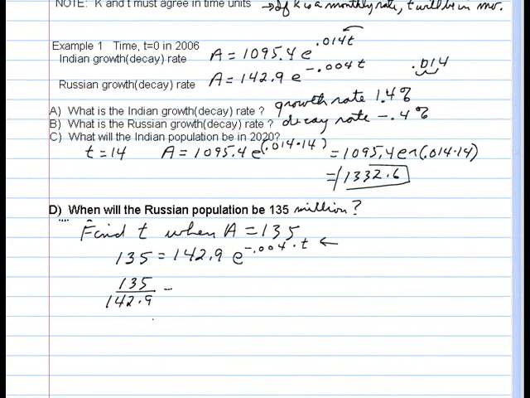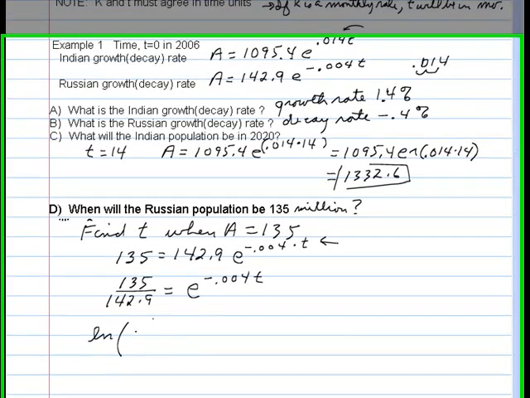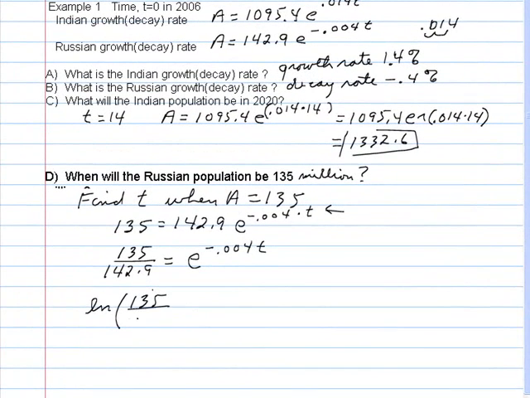135 over 142.9 equals, and here's the exponential, e to the negative 0.004t. So that's the isolate the exponential part. Next part is take logs of both sides. But what log? Well, the base is base e, so it makes sense to take the log base e. So I'll say ln, that means log base e, of 135 over 142.9 is equal to the ln of e to the negative 0.004t. Students like to leave this step out. I think it's very important that you put this step in.